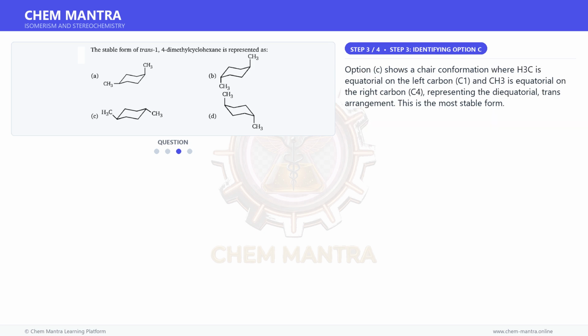Moving on to the next step. Option C shows a chair conformation where H3C is equatorial on the left carbon, C1, and CH3 is equatorial on the right carbon, C4, representing the diequatorial trans arrangement. This is the most stable form.